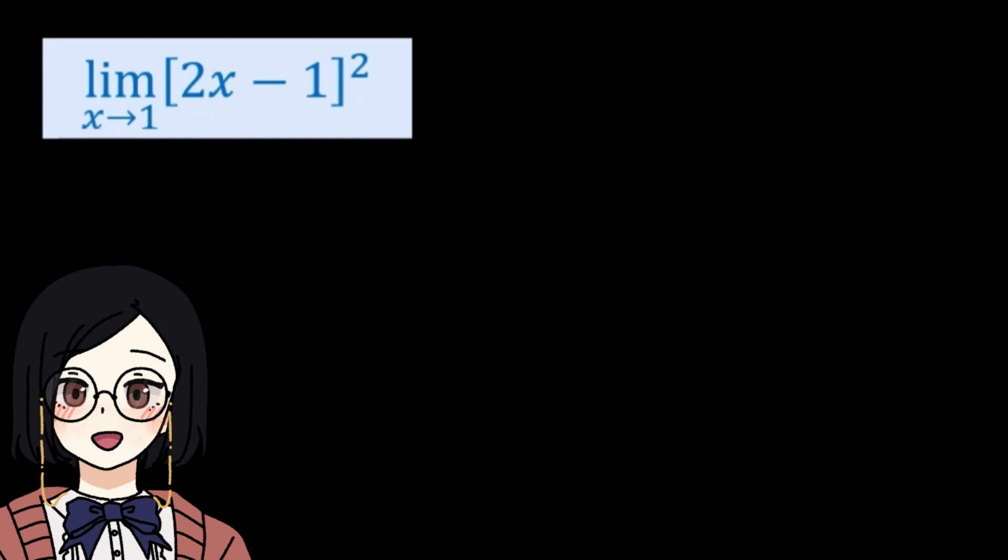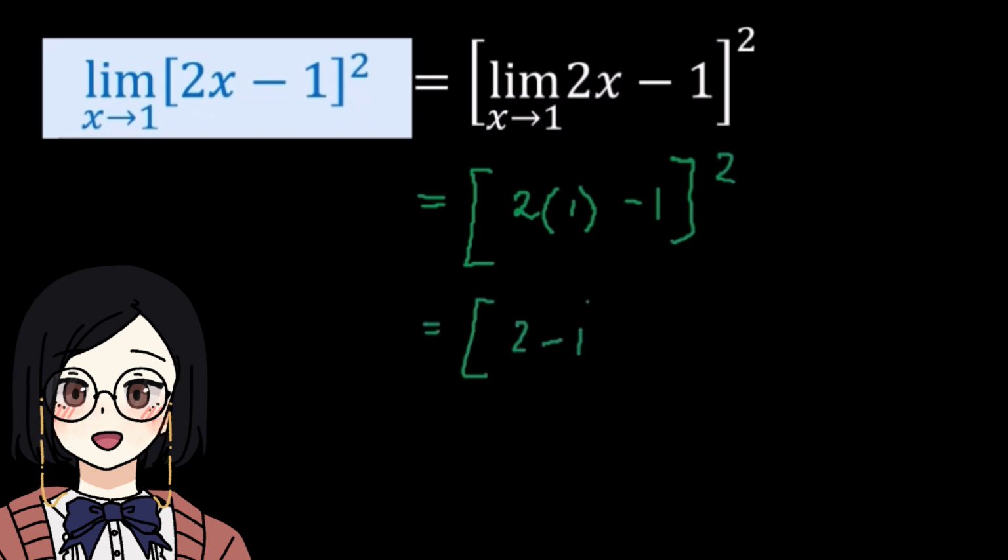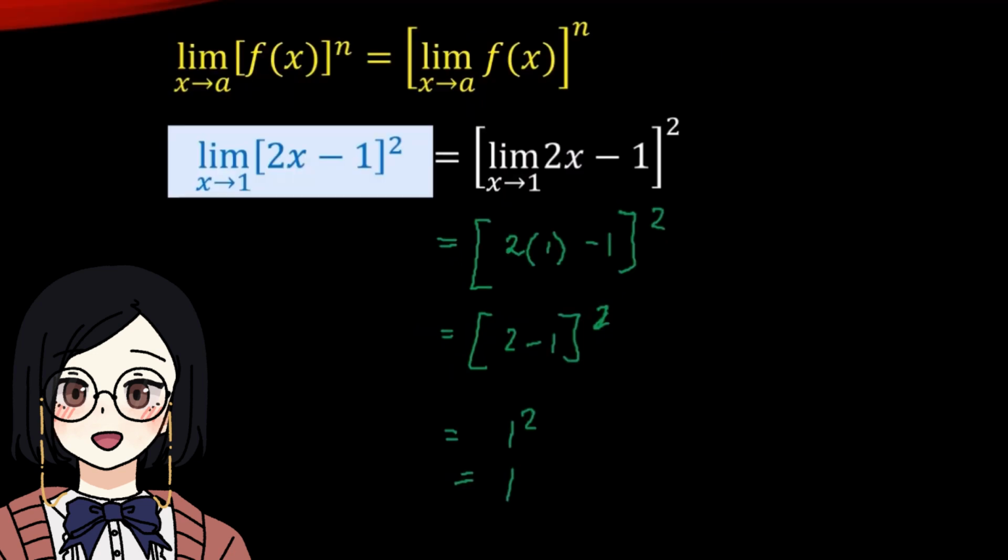The limit of the square of 2x minus 1 as x approaches 1. Applying the limit laws, we will have the square of the limit of 2x minus 1 as x approaches 1. Evaluating the limit, we will have 2 times 1 minus 1 squared. We will have 2 minus 1. Simplifying, we will have 1 squared. Hence, the limit of the square of 2x minus 1 as x approaches 1 is 1.